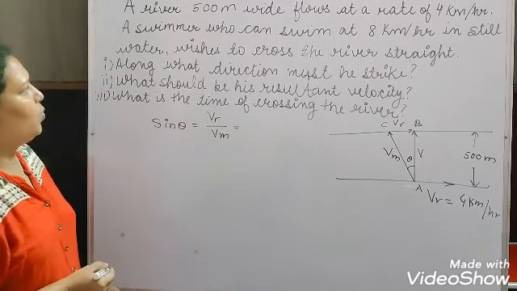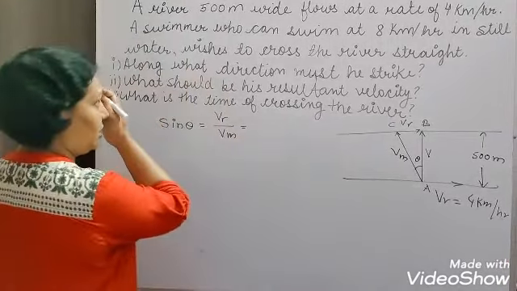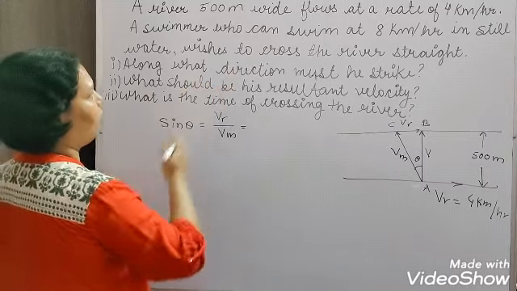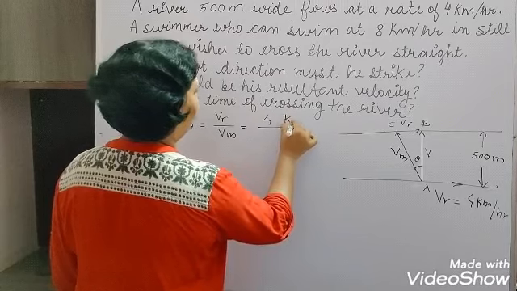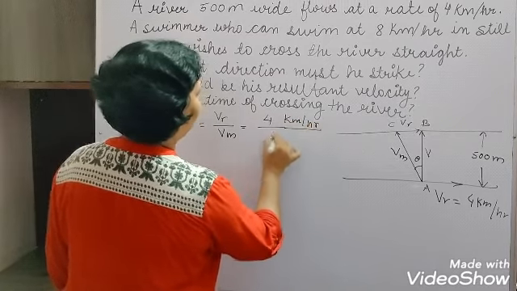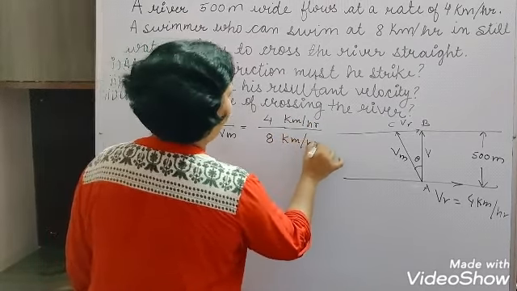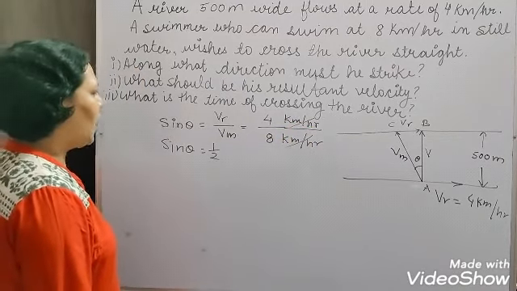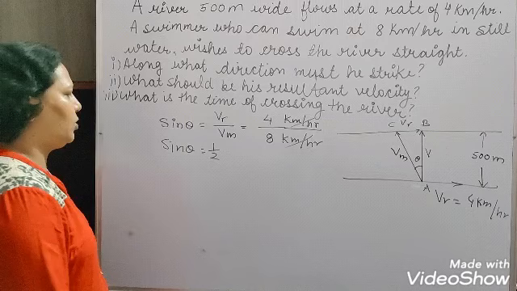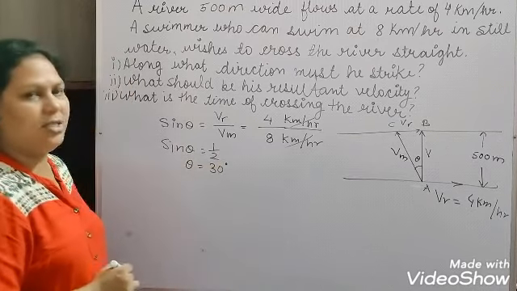Now VR is given, the river is flowing at a rate of 4 km/h. So it is 4 km/h, and Vm is 8 km/h. Now sine theta will become 1 upon 2, the km/h will be cancelled, and sine theta is equal to 1 upon 2. Then theta will be 30 degrees in this situation.